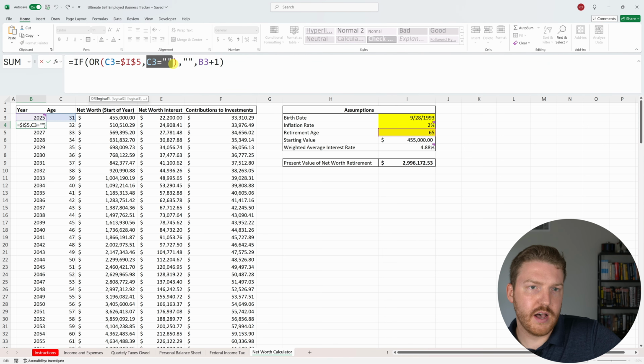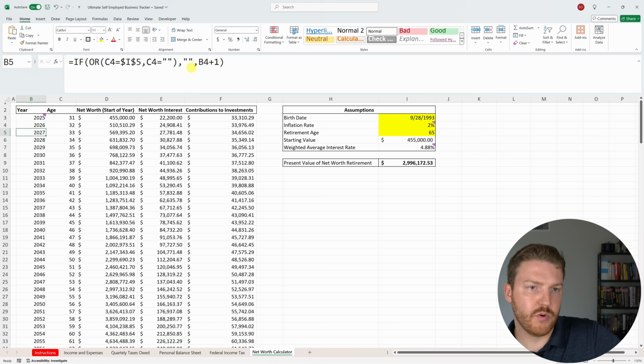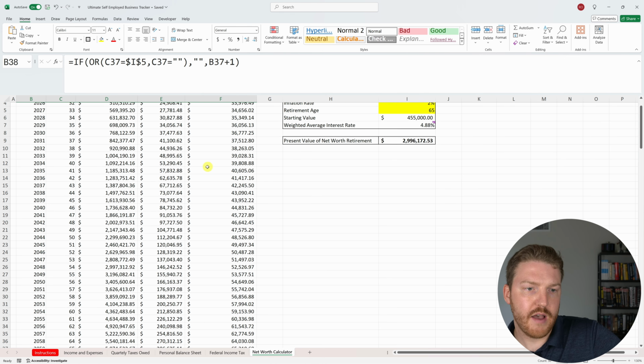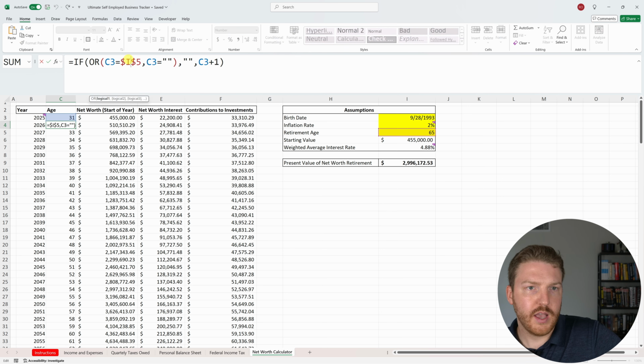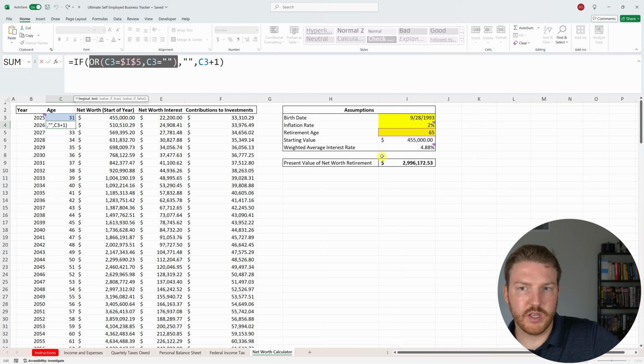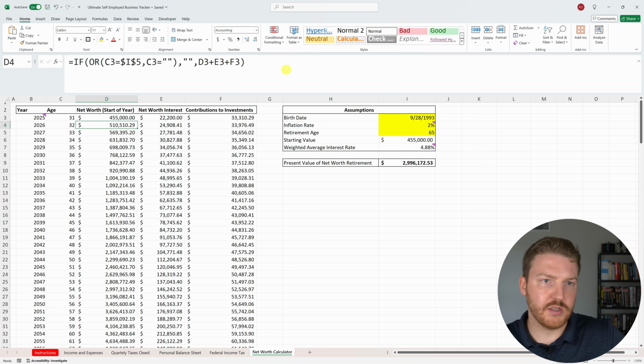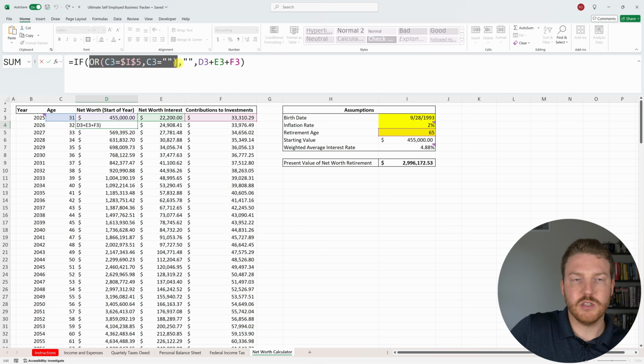Or if this value in the age column is just blank, then if either of those are true, we're just going to return blank because we want the whole table to stop after we turn 65. Now, the age one is just going to be last year's age plus 1, and it's going to be based on this IF statement that is also looking at, hey, if last year was the 65 year, we'll just stop the table at that point. All of those are going to be based on the exact same OR statement to stop the table at that point.